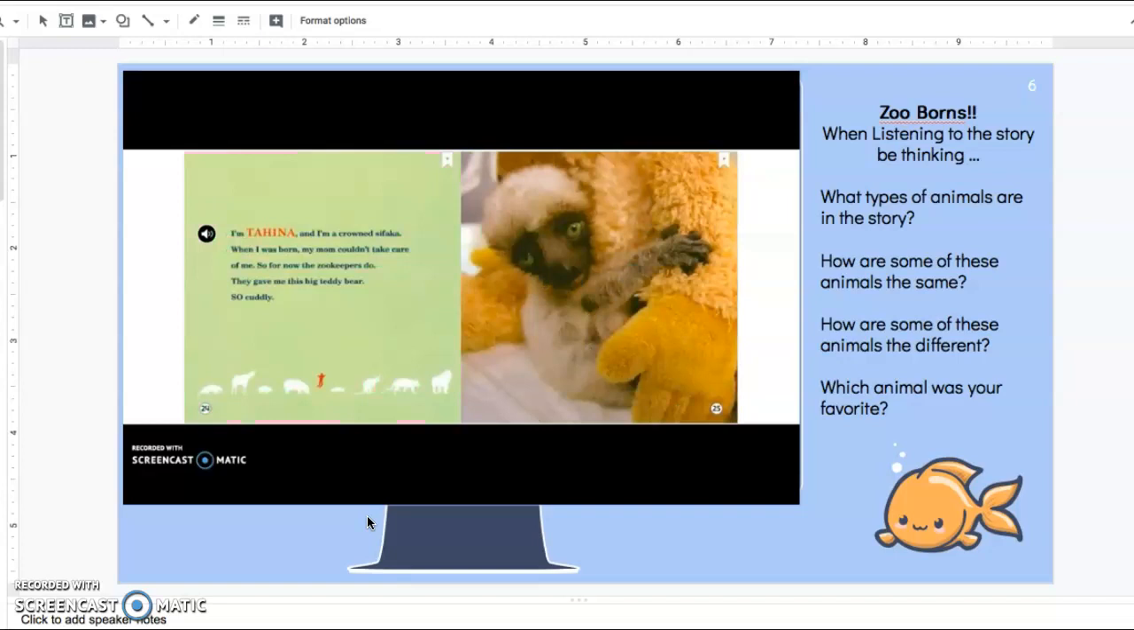I'm Tahina, and I'm a crowned sifaka. When I was born, my mom couldn't take care of me. So for now, the zookeepers do. They gave me this big teddy bear. So cuddly.